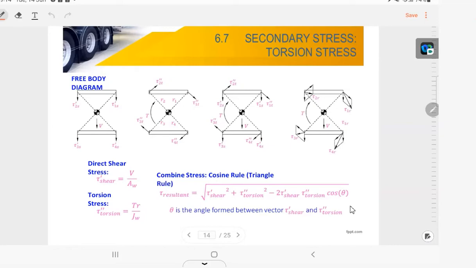This actually is another method of calculating the resultant of two types of shear stress. Okay, two types of shear stress. Another one, and the method is we could use the cosine rules, triangle rules. Okay.